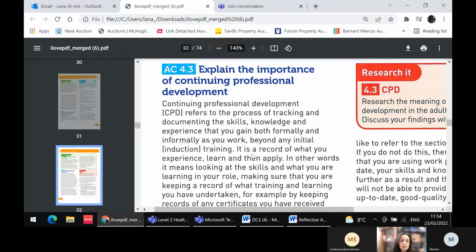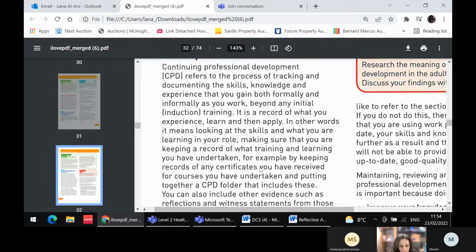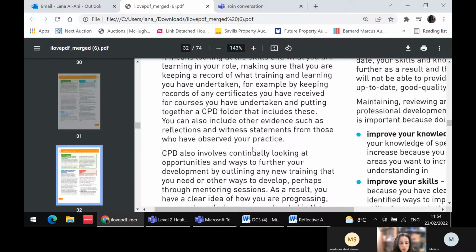So what's the importance of continuing professional development? Continuing professional development, CPD, refers to the process of tracking and documenting the skills, knowledge and experience that you have gained, and the ones you need to improve. It is about recording what experience and learning could apply to your work. And also looking at your skills and abilities, so you can check what you need to improve in the future.